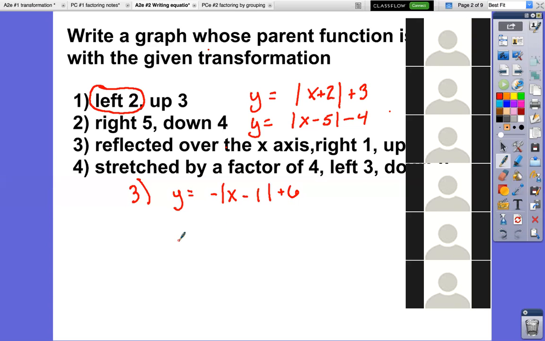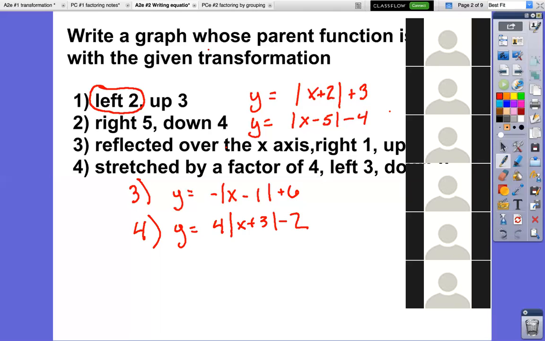Now, number 4, it says stretch by a factor of 4, left 3 and down 2. Let's get somebody I haven't called on yet. Let's go with Latavia. So stretch by a factor of 4. Just read off what you got. 4, and then the little absolute values, x plus 3, minus 2. That's exactly right. Well done. Once we have that, we are good. Any questions so far?